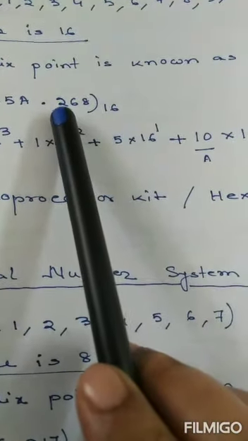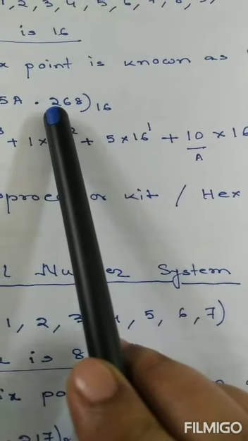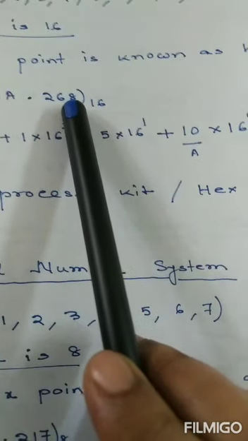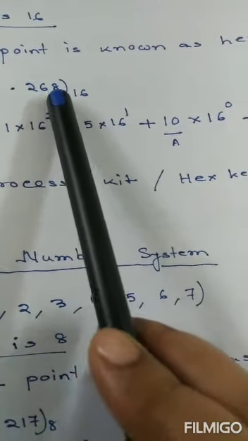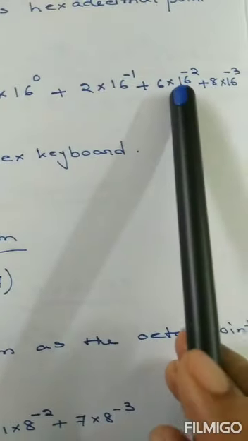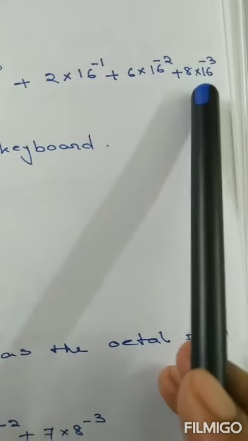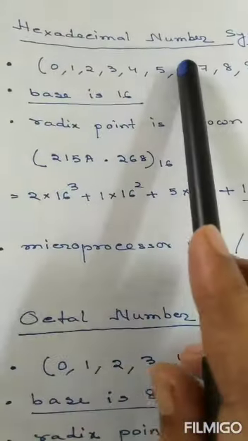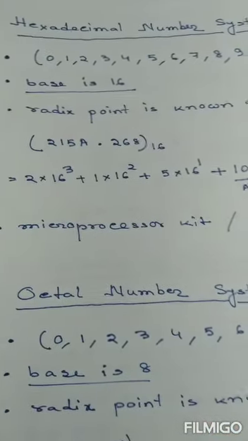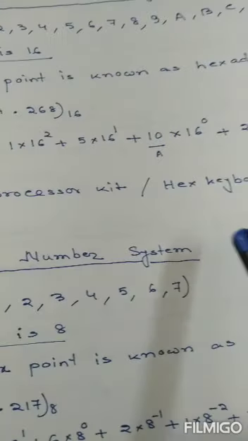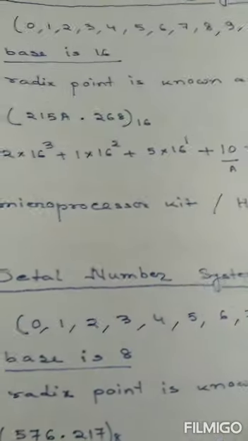Now the fraction part. The weightage of 2 is 16 to the power minus 1, the weightage of 6 is 16 to the power minus 2, and the weightage of 8 is 16 to the power minus 3. So what is the value? 2 into 16 to the power minus 1 plus 6 into 16 to the power minus 2 plus 8 into 16 to the power minus 3. So this is the representation of a hexadecimal number. Basically, this hexadecimal number is used in the microprocessor kit, and this is called the hex keyboard.